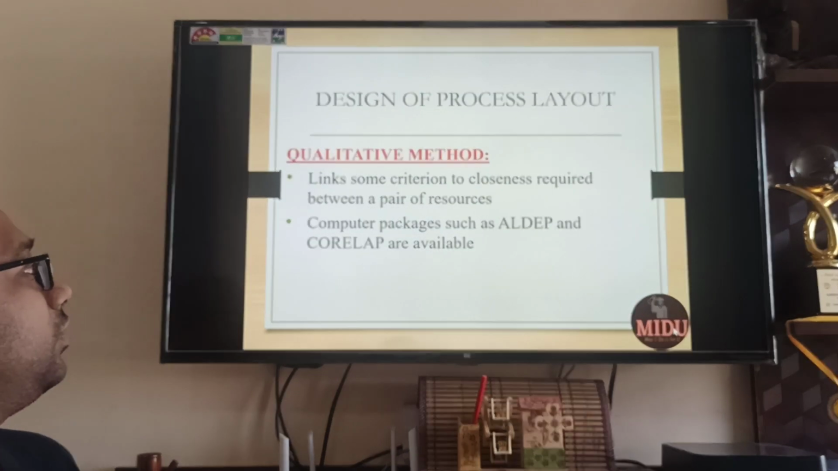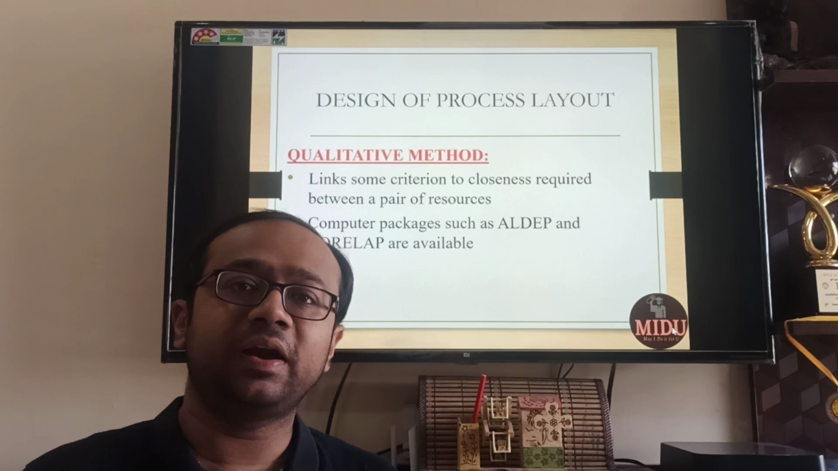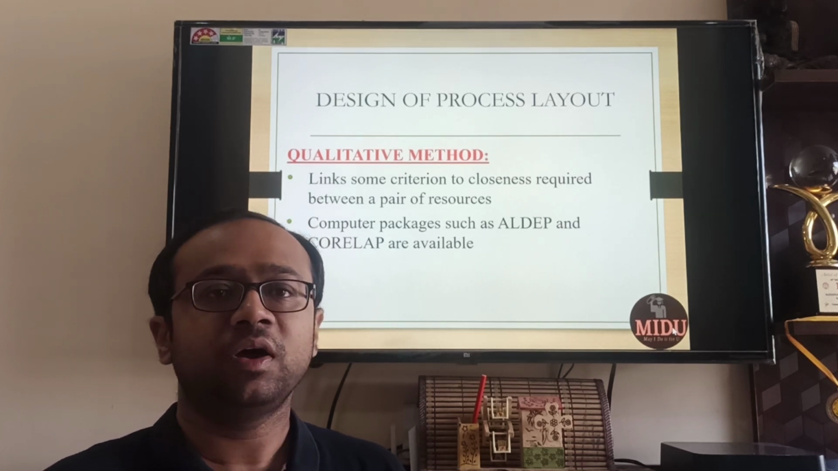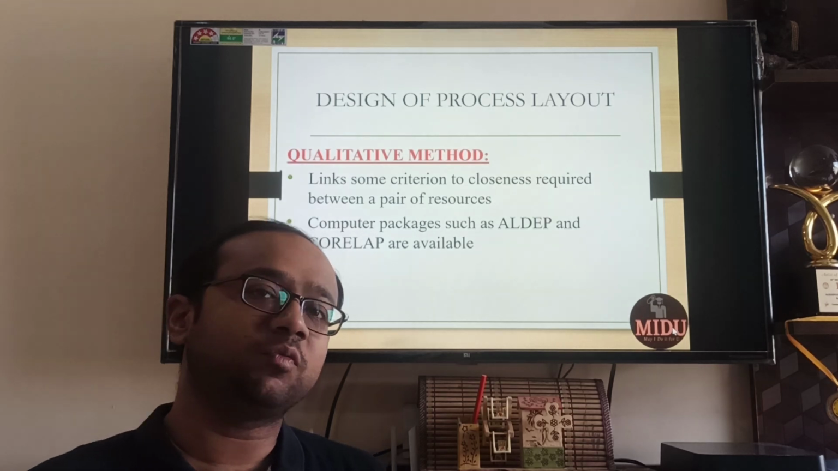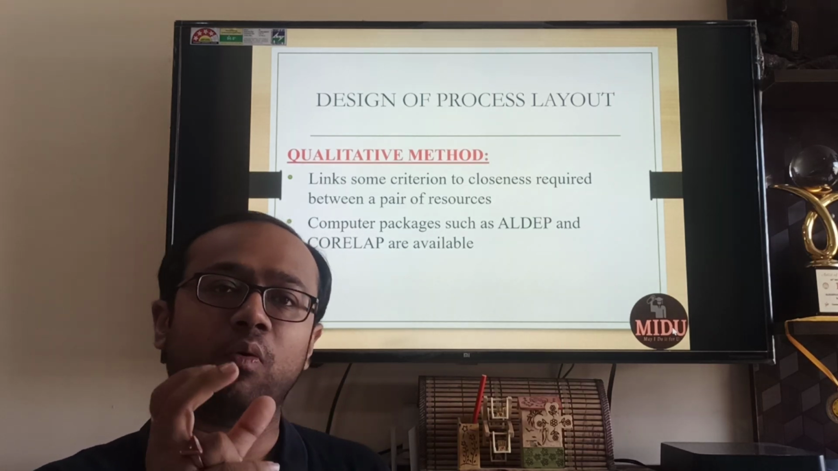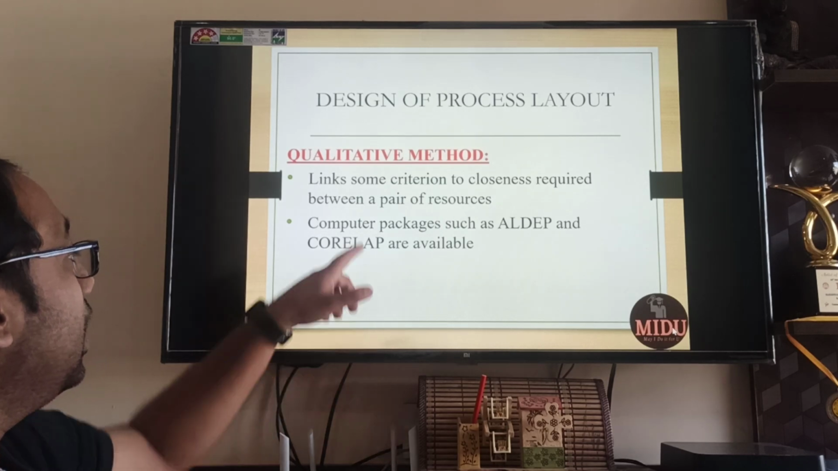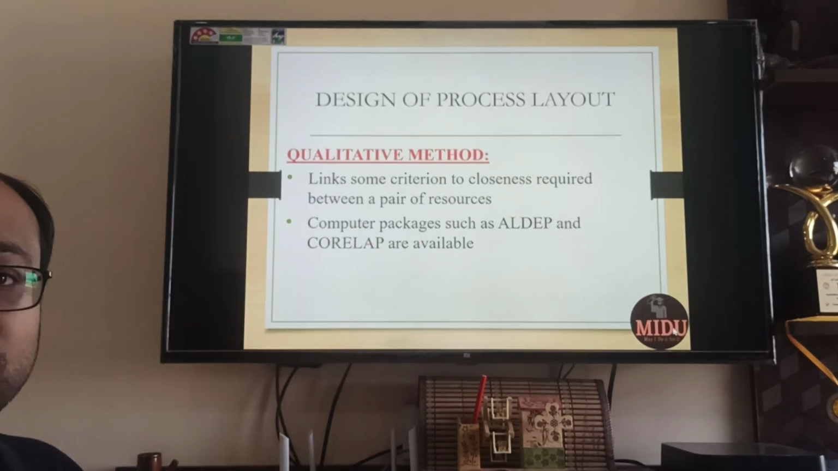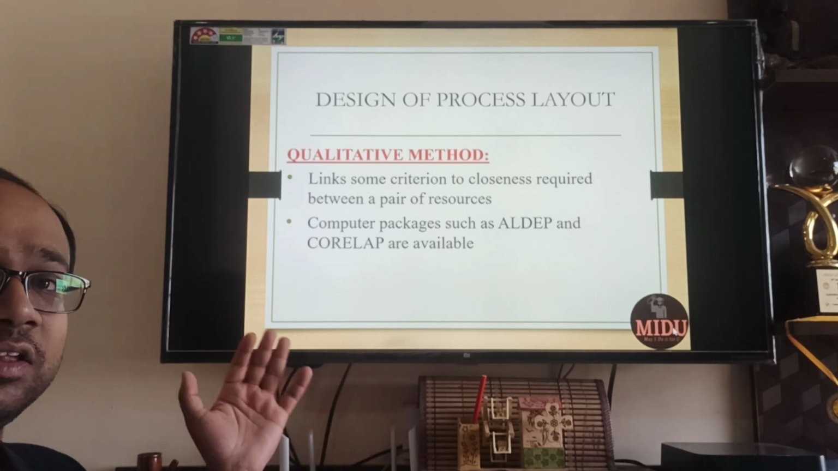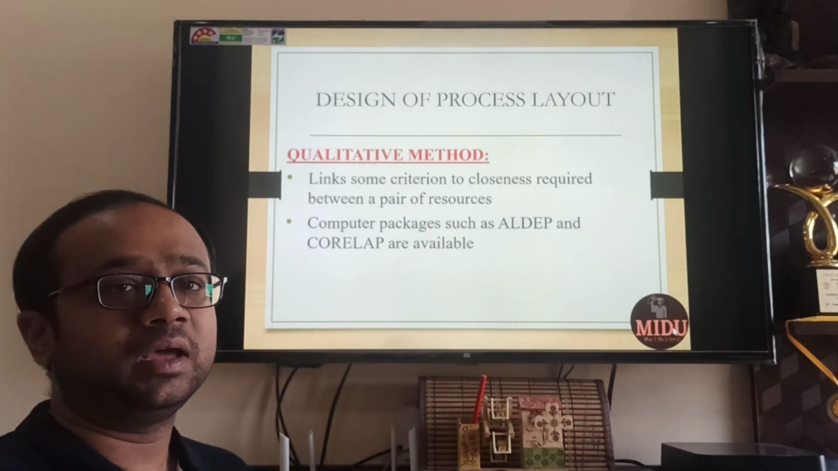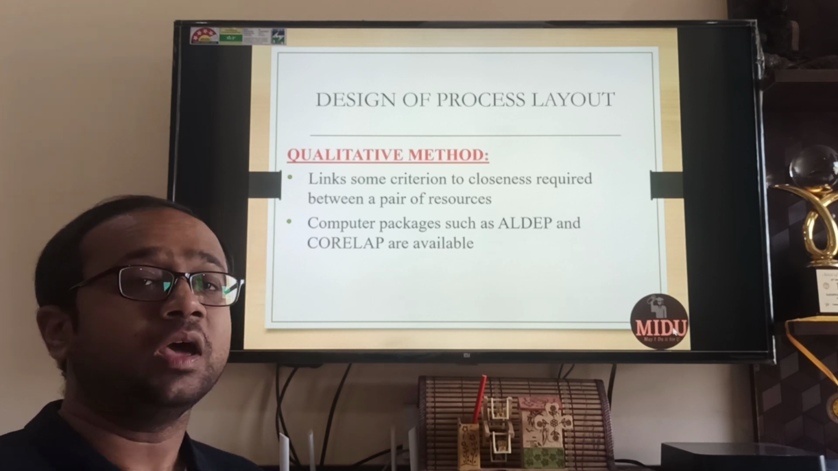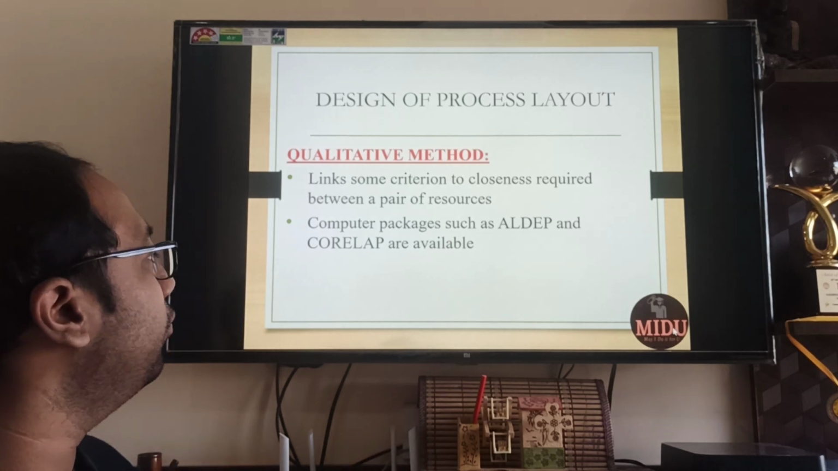Now, design of process layout: there are two methods, my dear friends, qualitative and quantitative. Whenever it is qualitative, some qualitative index is involved. Quantitative has the word quant or quantum, meaning something related to numbers. Link criteria to the closeness required between a pair of resources. You design some criteria and then there are various resources. How close should they be? Is it important? Is it essential? Is it desirable, undesirable? We will see a proper flow chart for it, then you will understand.